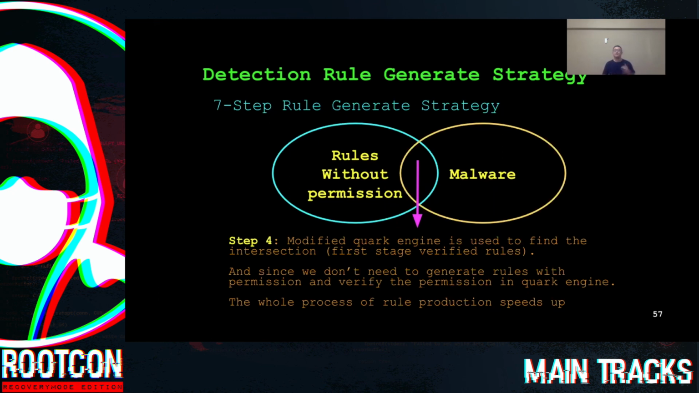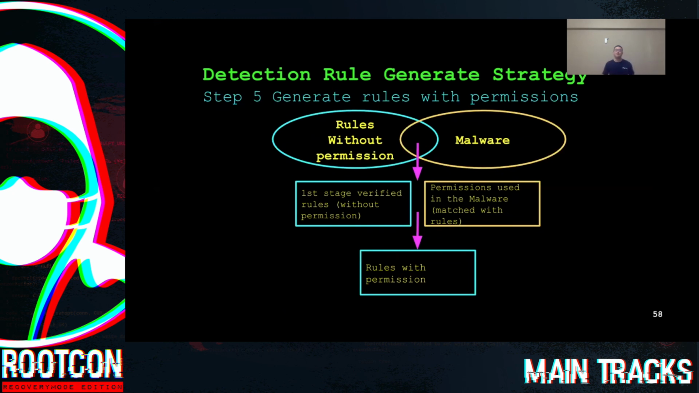We call rules in the intersection the first stage verified rules. In other words, these rules need to be verified again. And since we don't need to generate rules with permissions and verify the permissions in Quark engine, the whole process of rule production speeds up. In step 5, we try to generate rules with permissions. Inside the intersection, we have first stage verified rules matched with the malwares. We then use the first stage rules and permissions in the matched malware to generate rules with permission, which is the second stage rules.